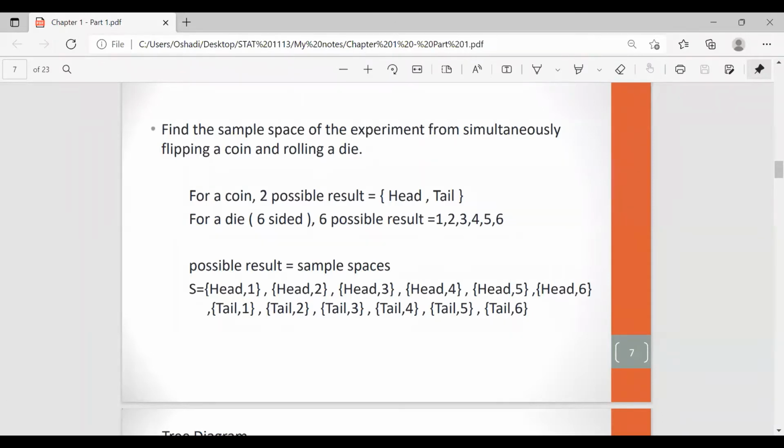Then all the possible results when flipping a coin and rolling a die simultaneously can be written as head and 1, head and 2, head and 3, head and 4, up to head and 6, and then tail and 1 up to tail and 6, right? Altogether, how many outcomes are there? 1, 2, 3, 4, 5, 6, and 12, right? There are 12 outcomes. So the list of all 12 outcomes is the sample space of that random experiment, right?